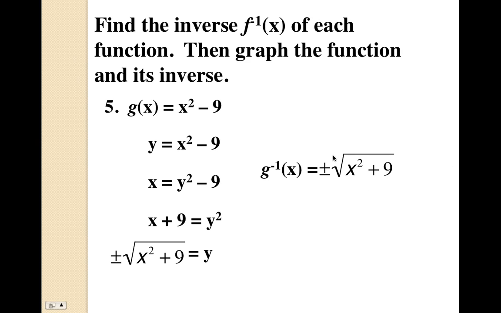Now, we have not learned how to graph the square root function yet. That's coming later on in the chapter. But we have learned how to graph y equal to x squared minus 9, parabolas. You should know that negative 9 is your y-intercept, and then since it's a parabola, remember that it's going up on both sides of that y-intercept.